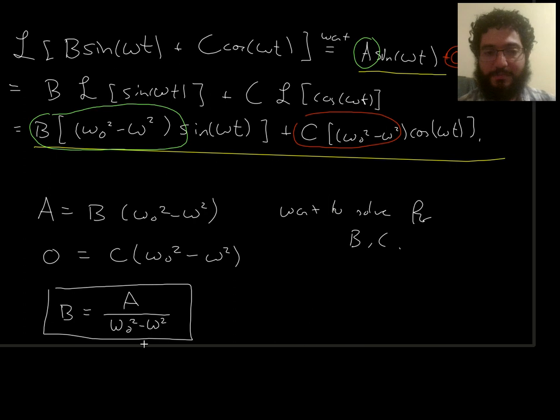But do you see the problem? What if I just divided by 0? What if omega equals omega naught? So what if the denominator is 0? That happens if and only if omega equals omega naught.